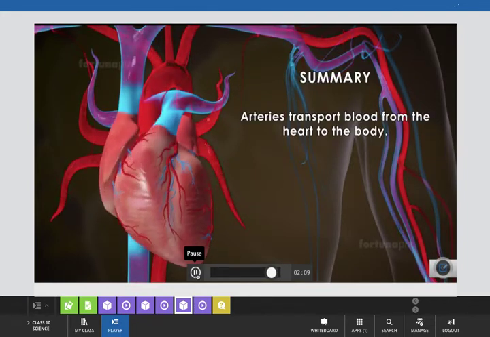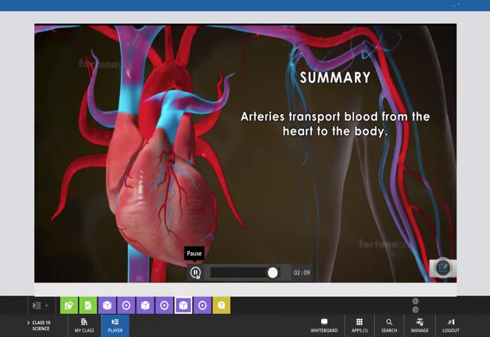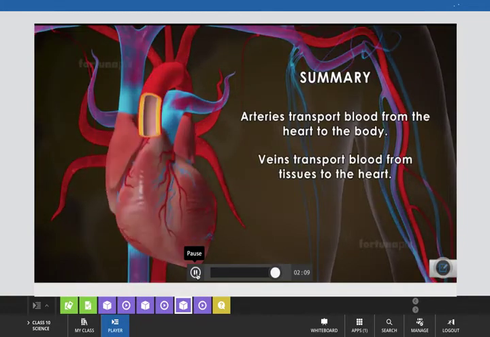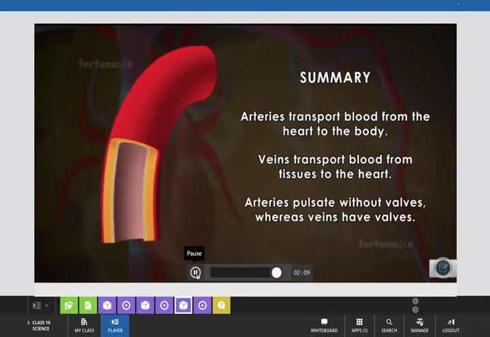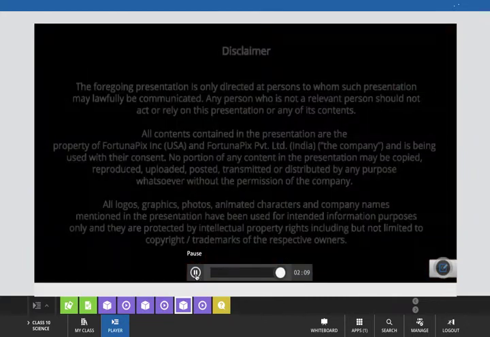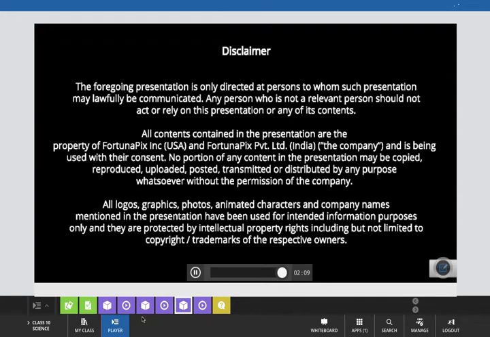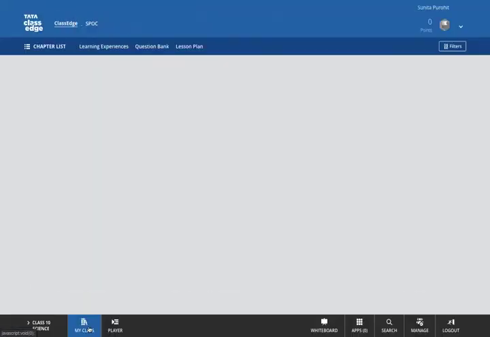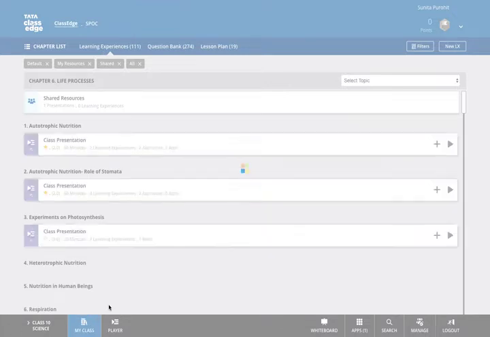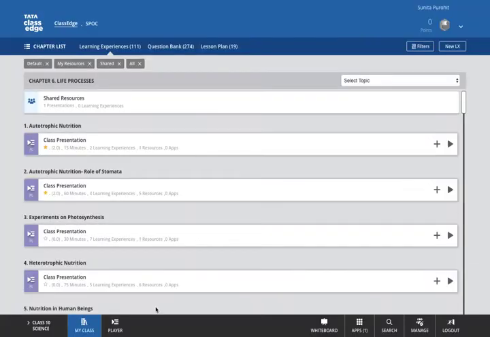Summary: arteries transport blood from the heart to the body. Veins transport blood from tissues to the heart. Arteries pulsate without valves, whereas veins have valves. Now, with that, we have completed the transportation in humans and now come to know about the excretion process and how this process of excretion goes on in humans.